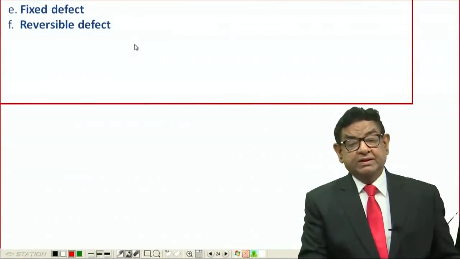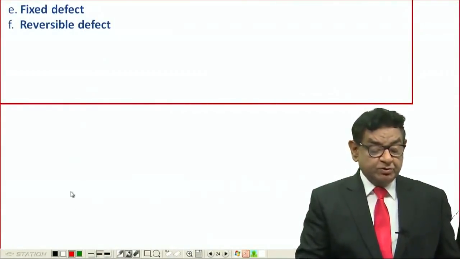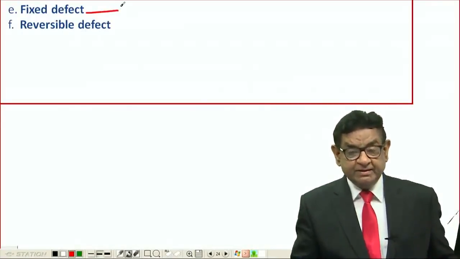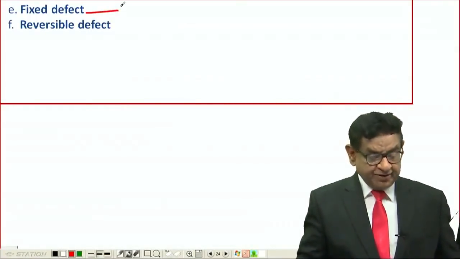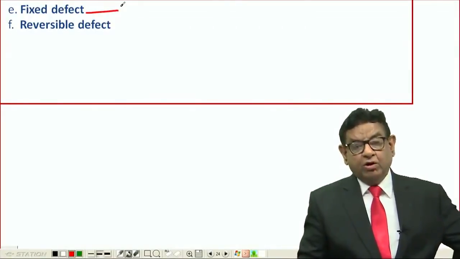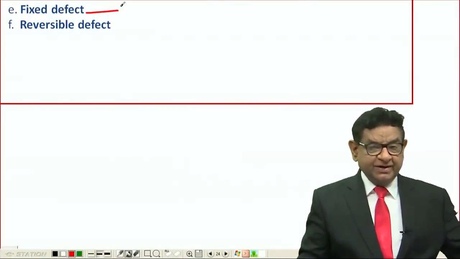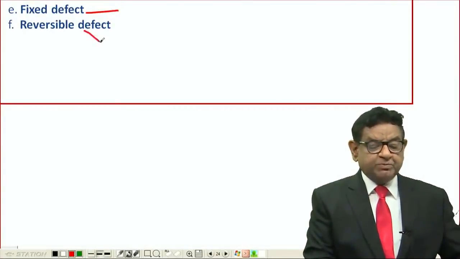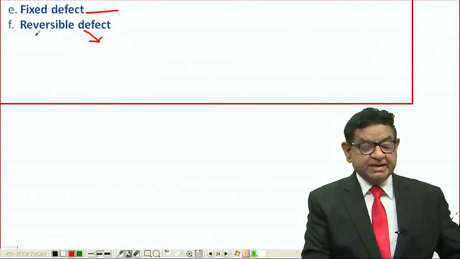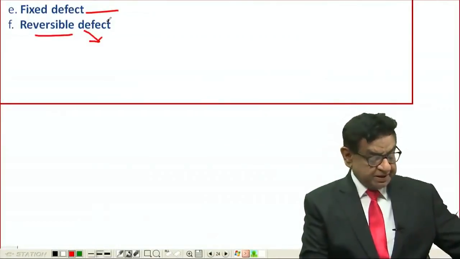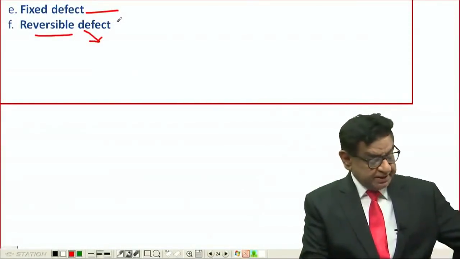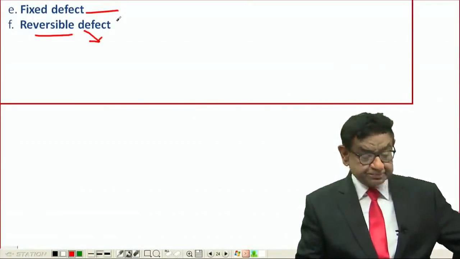Now at times what happens? You do the test, and this defect remains there for a long time. Fixed defect is there, or you find that the defect has disappeared after some time. The cold spot disappears after some time. This indicates reversible ischemia. But if fixed defect is there, that means permanent ischemia is there.